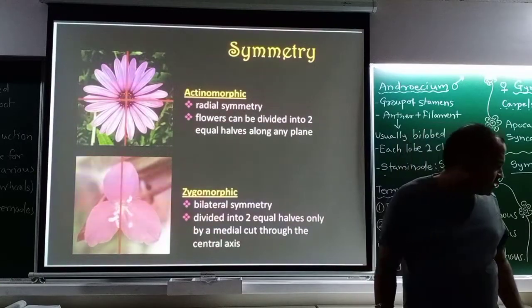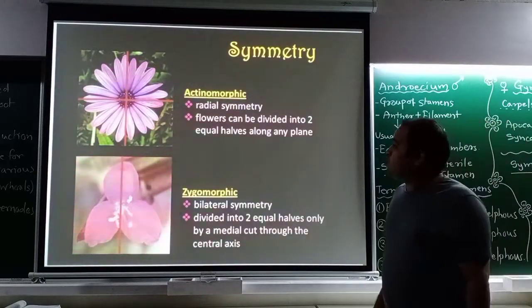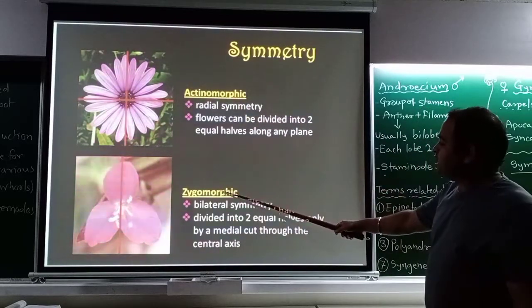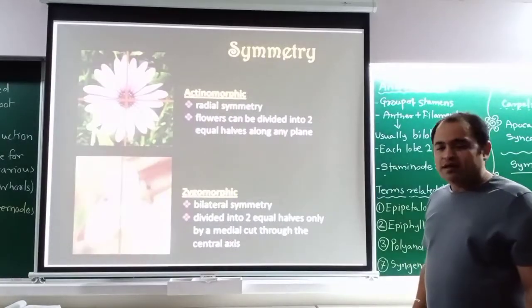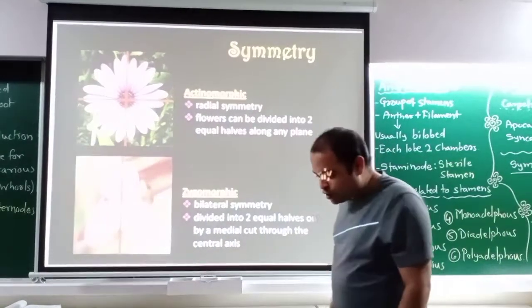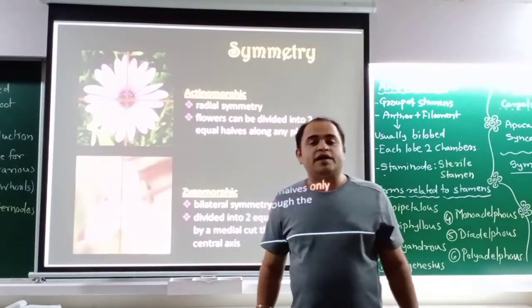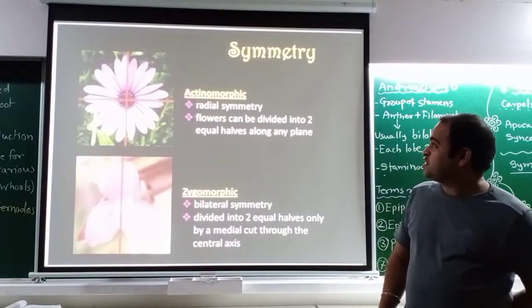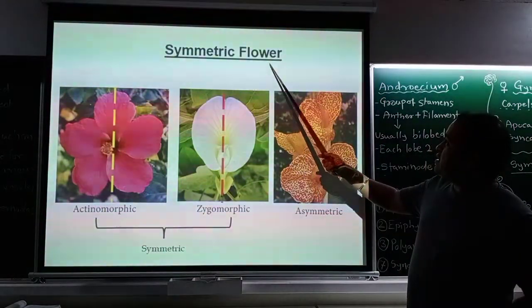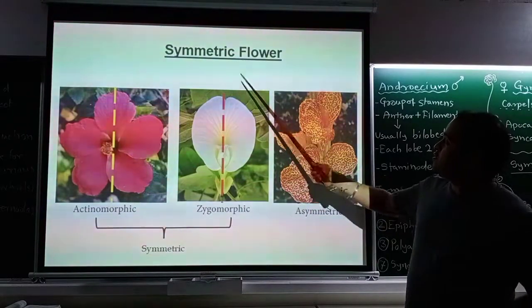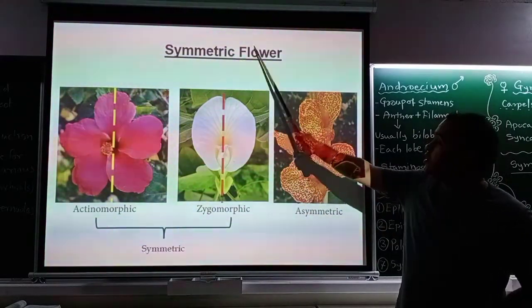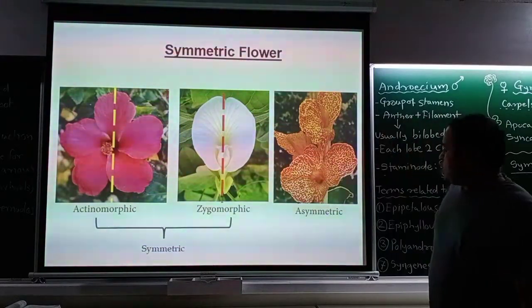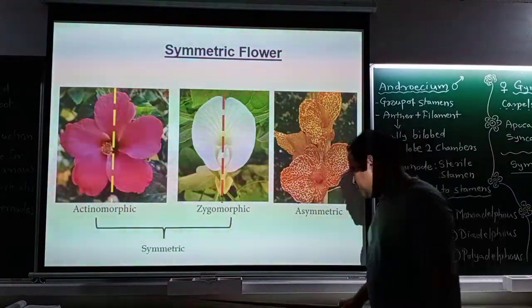About symmetry, yes. When we talk about a typical symmetry, that is actinomorphic and zygomorphic, you should understand we are talking about dividing the flower into two equal halves. Before this picture, I would like to show you the next picture, that is symmetry of flower. Wrongly it is written here "symmetric flower." No, symmetry in the flowers. What do you mean by symmetry?